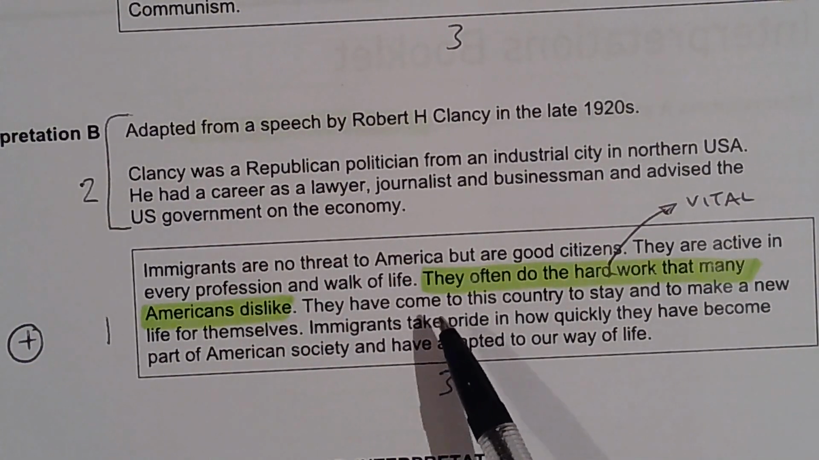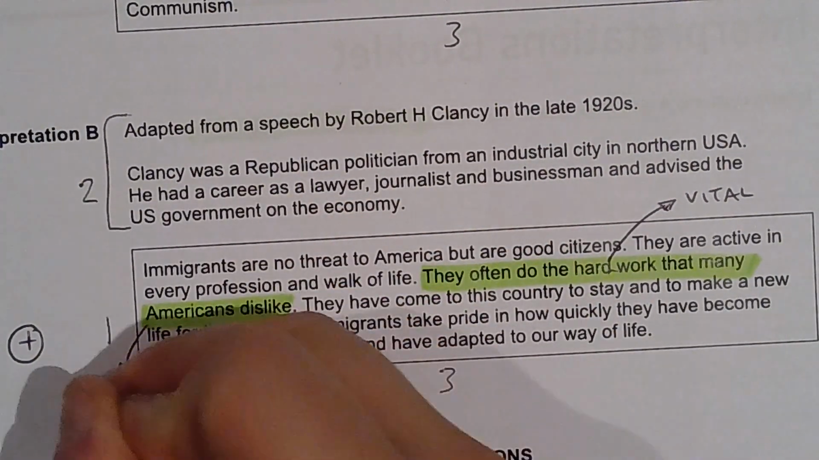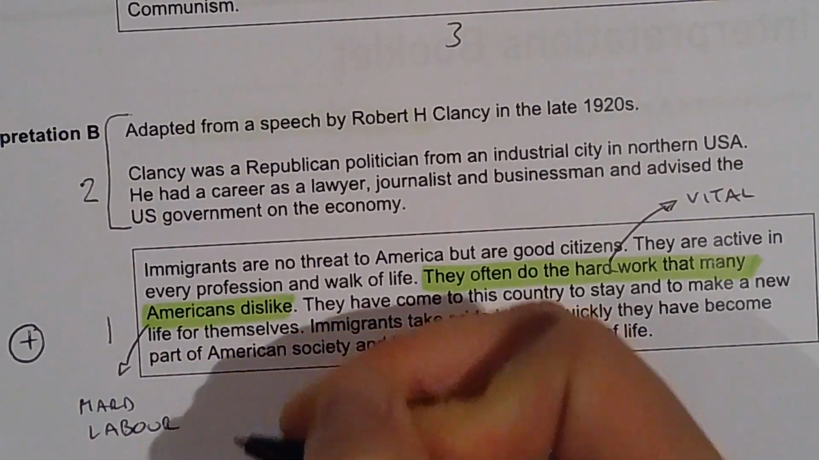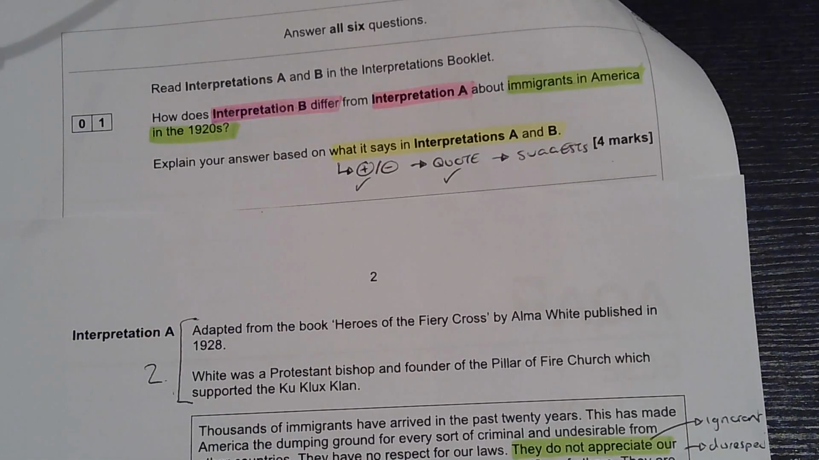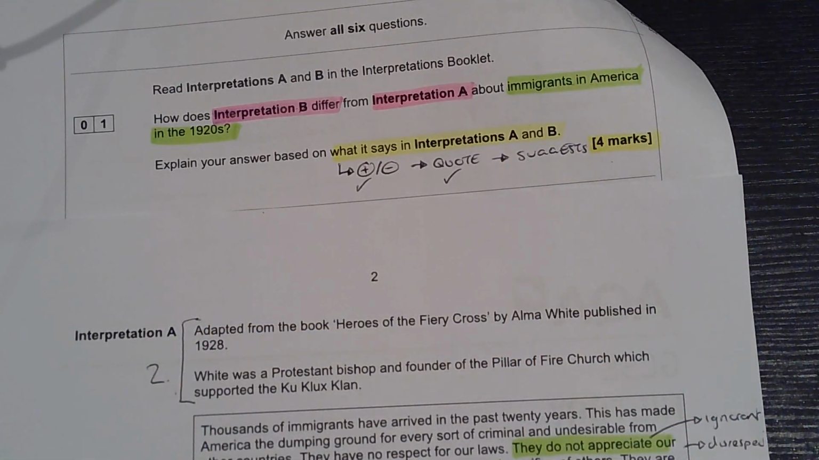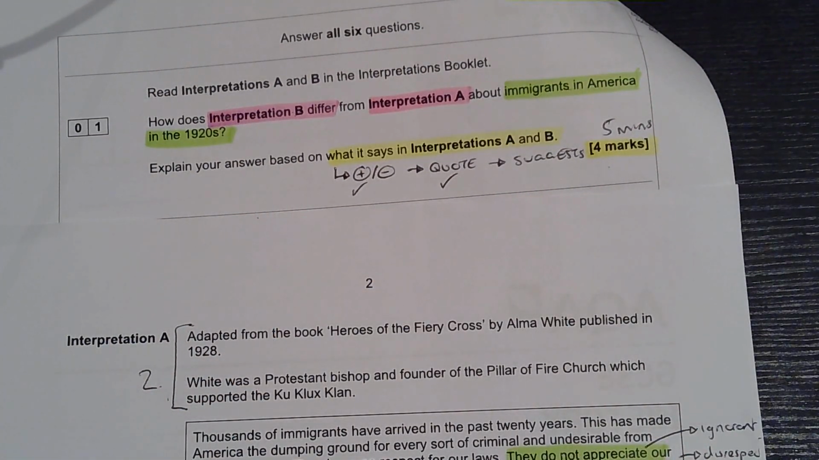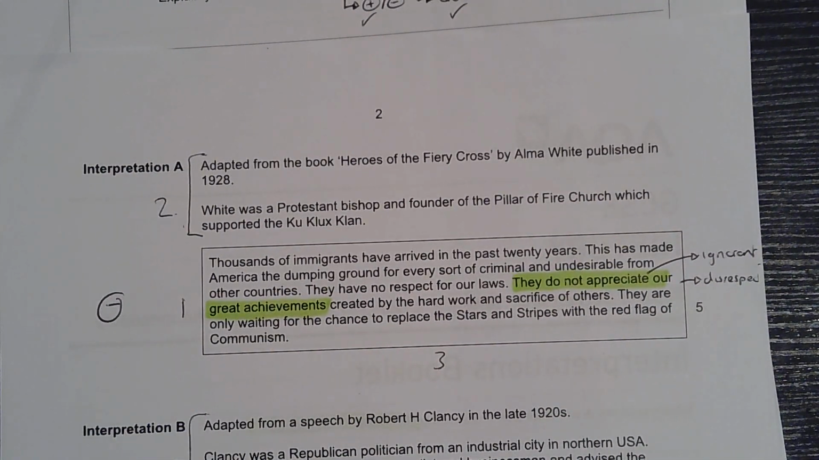That many Americans dislike. So what type of work apparently do Americans dislike? Potentially hard labour. So again, just turning it into my own words, and that is how I would briefly plan it. Now what you need to note is that this question is 4 marks, so 5 minutes. So although this has taken me quite a bit to explain, this needs to be a lot quicker in your exam. It needs to be rapid, you need to know exactly what you're doing, pick out a quote and get on with it.